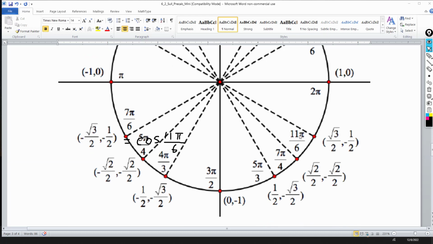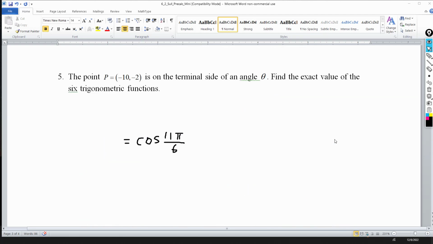So here's 11 pi over 6, and we're looking for the cosine of that angle. That's always the first component of the point. That's radical 3 over 2. There we have it.